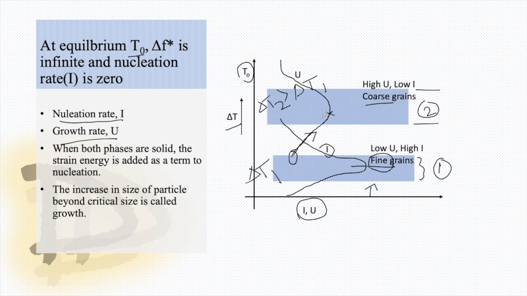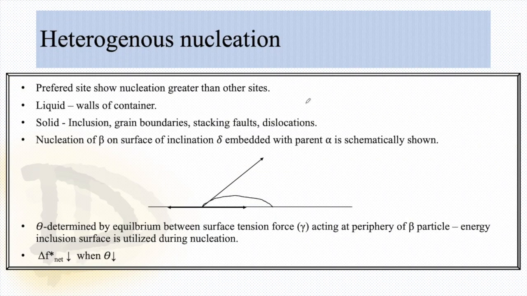So if we maintain a lower temperature difference, we get fine grains, and with a larger temperature difference, we get coarse grains. We move on to heterogeneous nucleation.